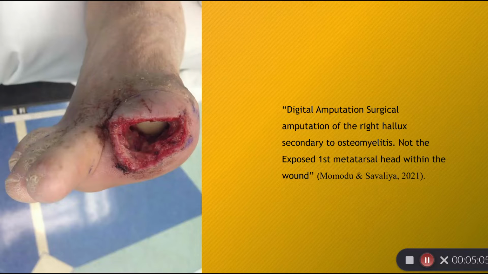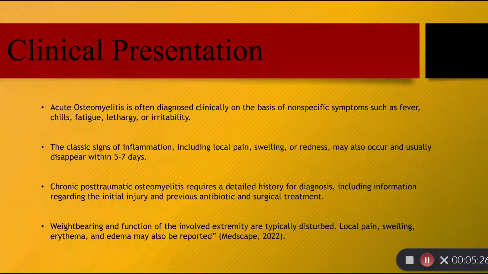Not sure if you guys have seen this in real life. A lot of us nurses and nurse practitioners have. This is that diabetic patient with that chronic toe wound and maybe vascular arterial insufficiency. So this is an amputation of the right hallux secondary to osteomyelitis.